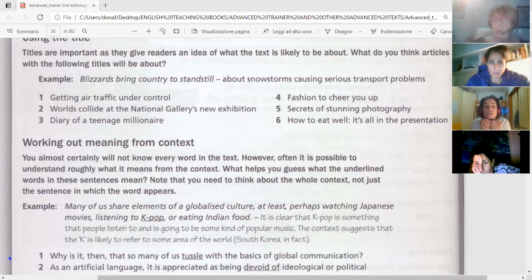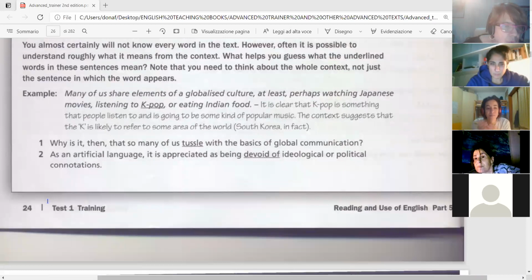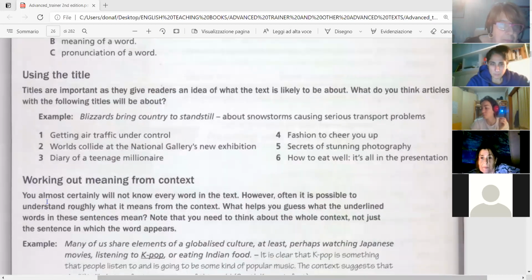Hello, Hi, Marta. How are you? I'm okay. I just have some trouble with my computer. As usual. Yeah, no problem, darling. Okay, so just to let you know, we are at the bottom of page 24.